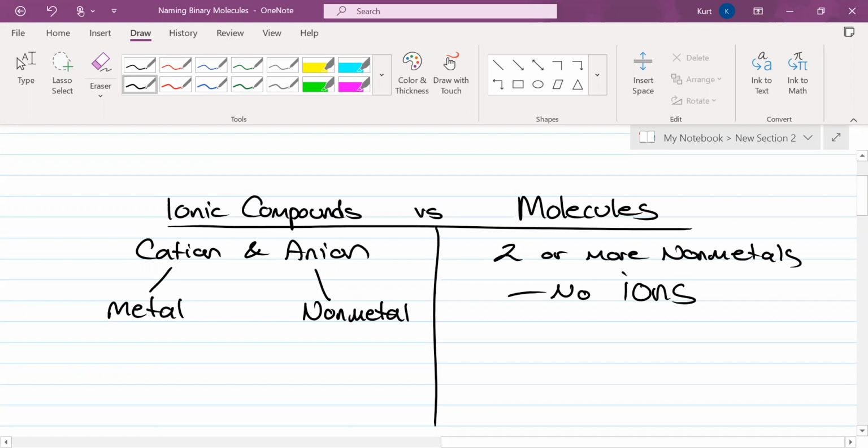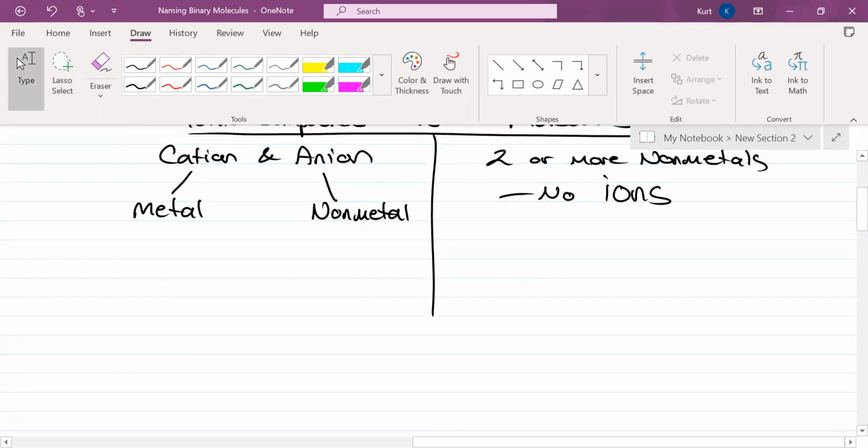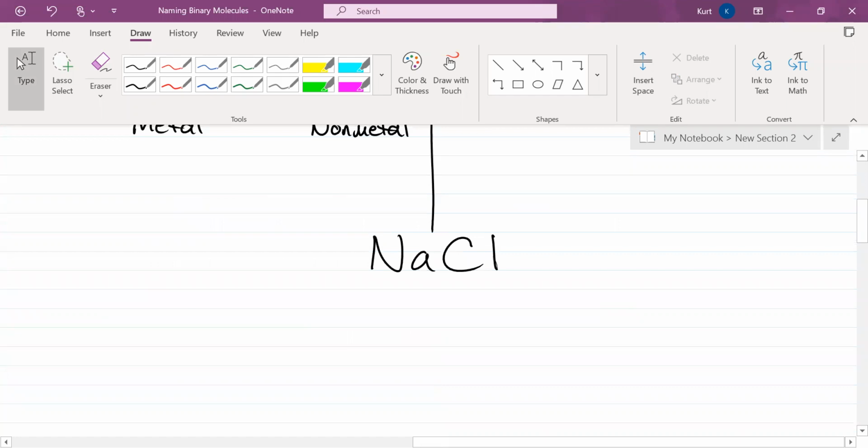Okay, so I'm going to give you a few practice ones, and then we're going to move on to continuing to name acids. I want you to take a look at this. NaCl. I'm going to ask you to name that. Now you have to ask yourself, is this ionic, which means it's held together by an ionic bond, or is this held together by a covalent bond, which means that it's a molecule? So you need to look at the elements that compose it. Take a look at sodium. Is sodium a metal or a non-metal?